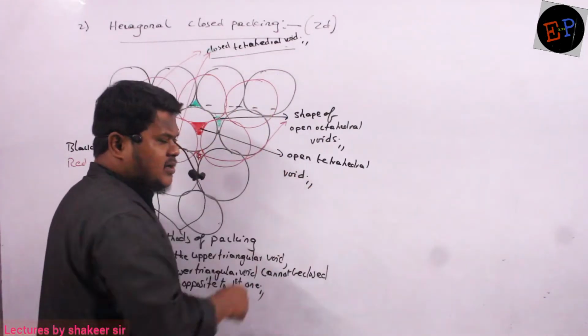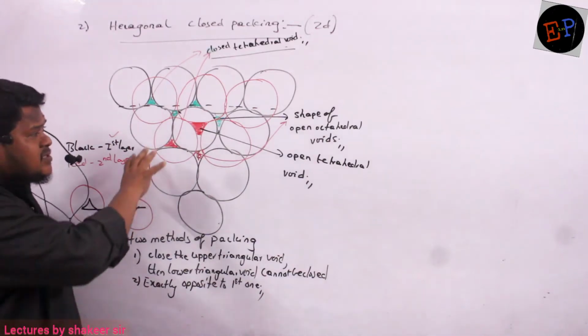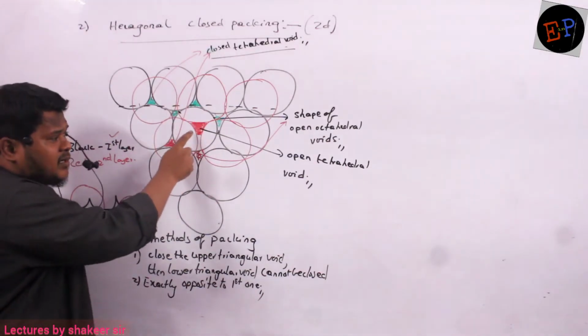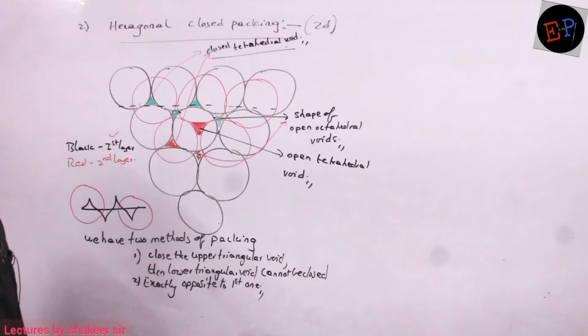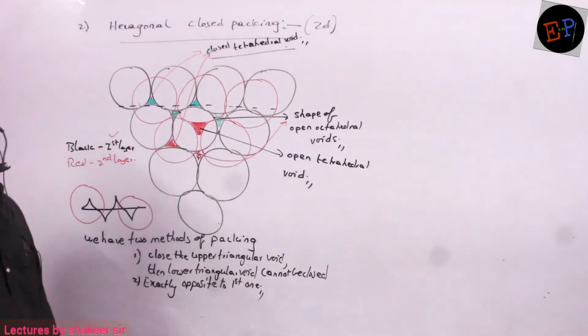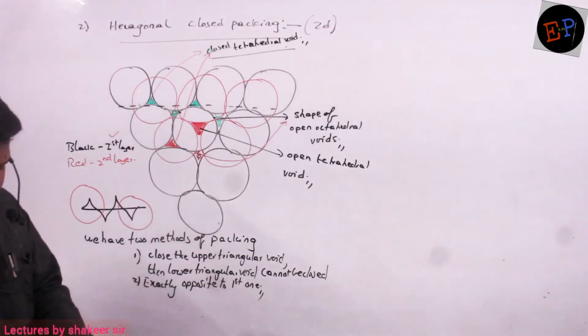Then what about the open tetrahedral void? It is the void which is present in the second layer, and the gaps between the red color atoms are nothing but open octahedral voids. Are you able to understand? So make a note of that point.